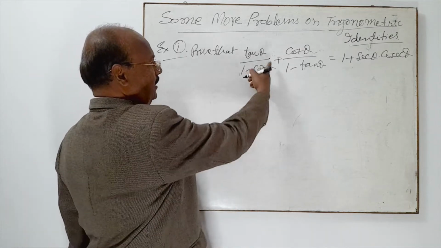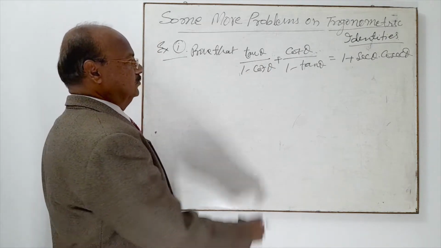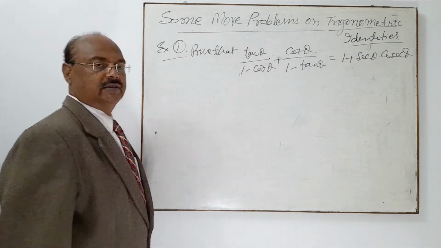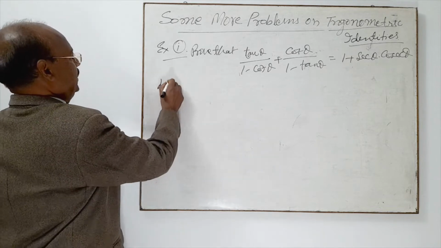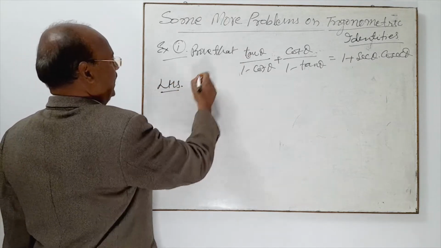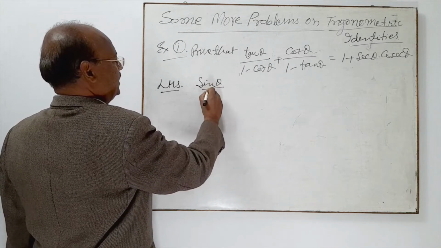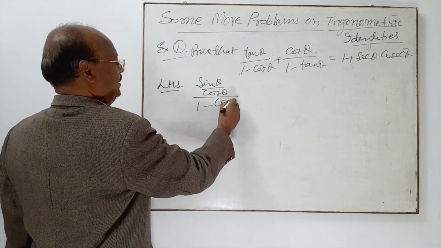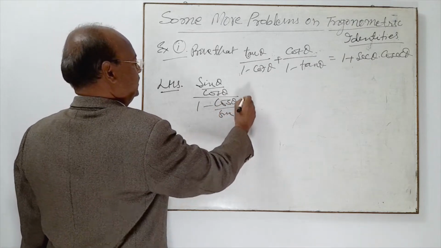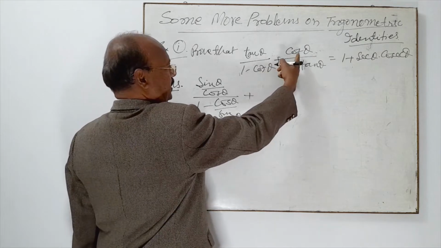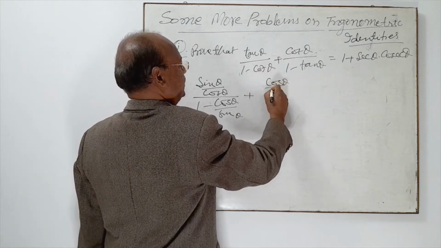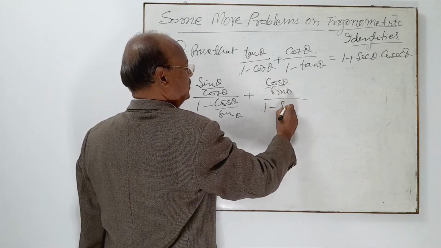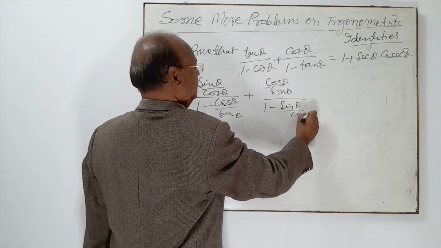Let us start with the left hand side and first of all convert tan and cot in terms of sine and cos. So this left hand side can be written as tan theta in the numerator, that is sine theta by cos theta, upon 1 minus cot theta, where cot theta is cos theta upon sine theta, plus again cot theta, which is cos theta by sine theta, upon 1 minus tan theta, meaning sine theta by cos theta.